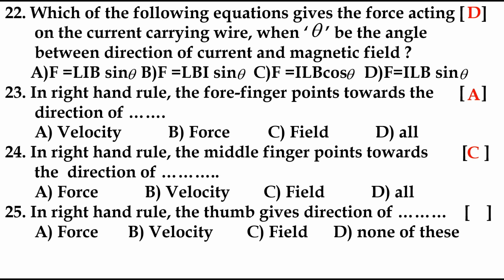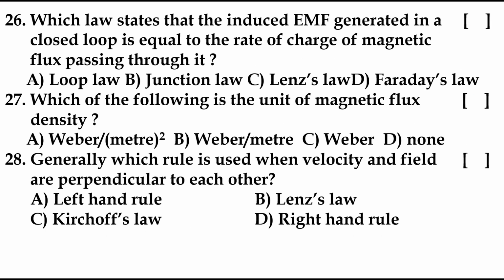25. In right hand rule, the thumb gives the direction of dash. A. Force. B. Velocity. C. Field. D. None of these. Answer is A. That is force.